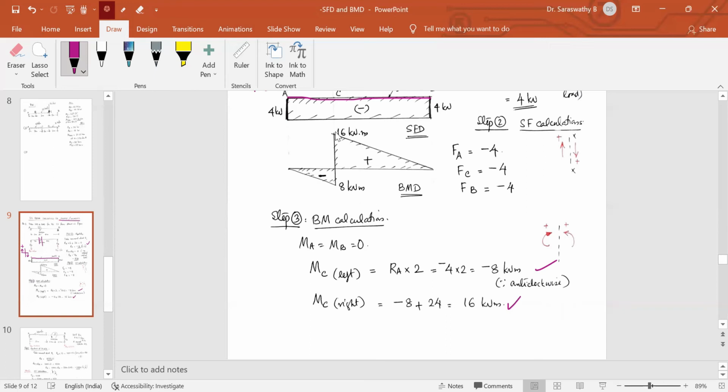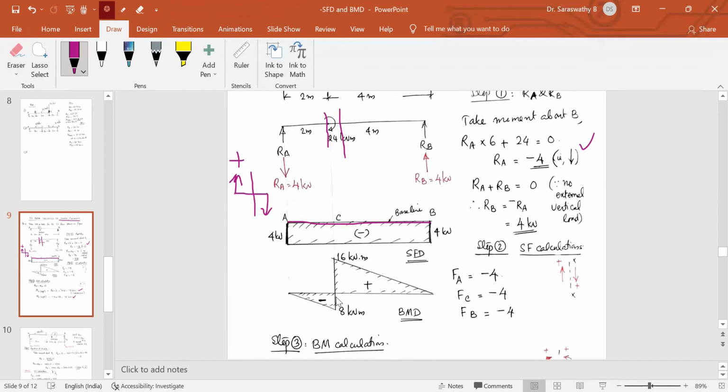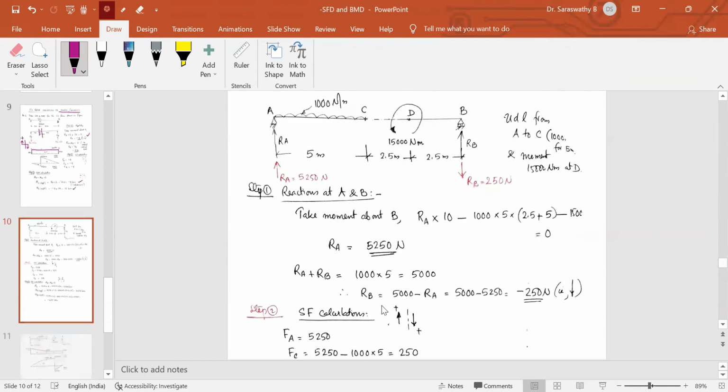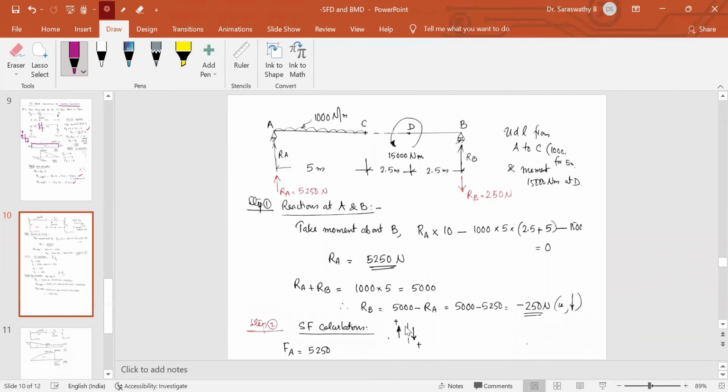So we can see the total ordinate here in the bending moment diagram is 16 plus 8, 24. So if there is a moment acting at this point, 24 kilonewton meter, the total ordinate should be 24. Okay, this is how we draw the shear force diagram and bending moment diagram for a beam with moment. I'll pass on to another example.